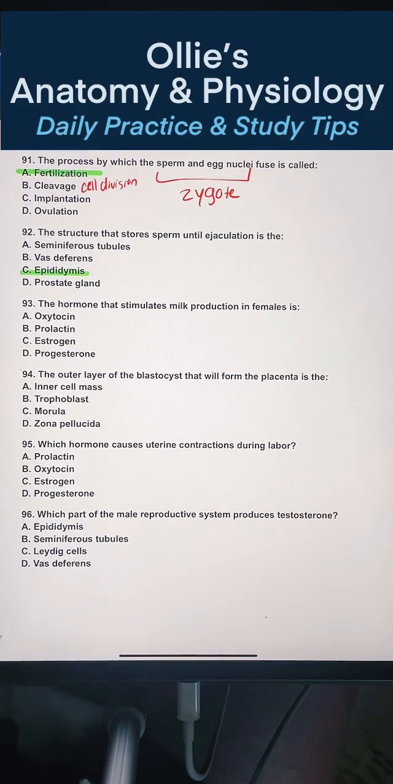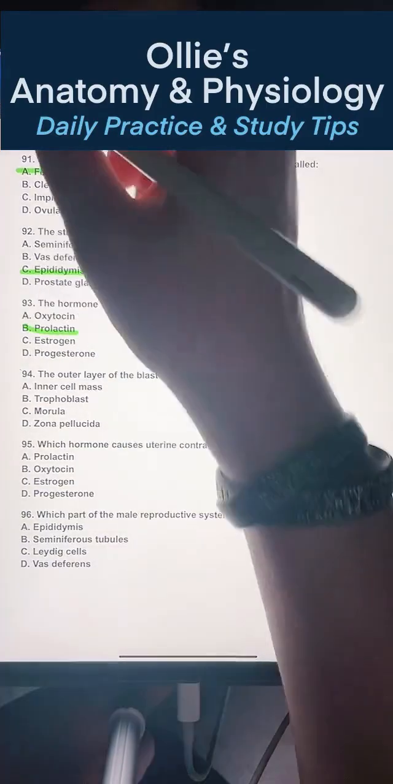Number 93, the hormone that stimulates milk production in females is what? What hormone is that? A lot of students actually get this hormone confused with another one in some cases. I'll explain here in just a second. I'll let you guys answer. Number 93, the answer is going to be B, prolactin.